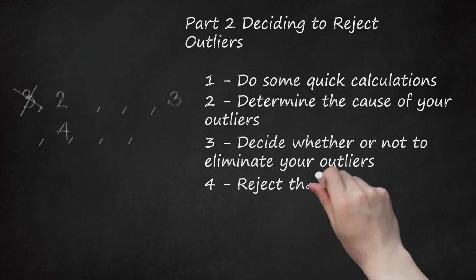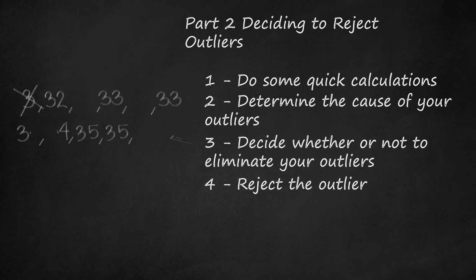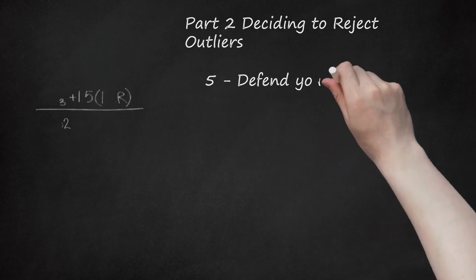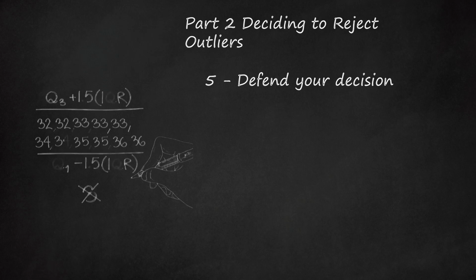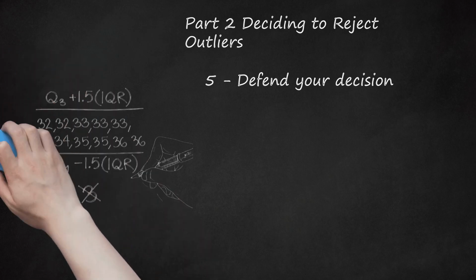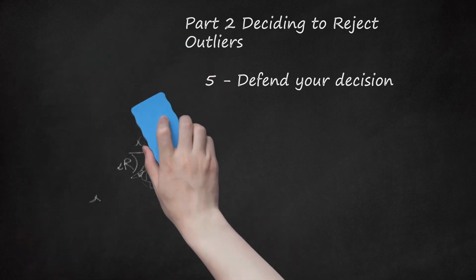4. Reject the outlier. Eliminate this number from your data. From this point forward, do your calculations without this number. 5. Defend your decision. Rejecting outliers makes your data impure. You should only reject data points if you have a very good reason. If you need to write up a report of your data, be prepared to explain why you rejected the outliers using the formulas Q3 plus 1.5 IQR and Q1 minus 1.5 IQR.